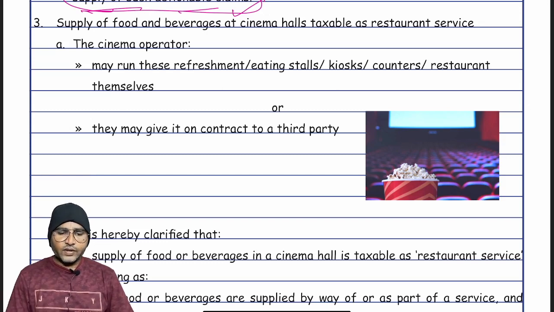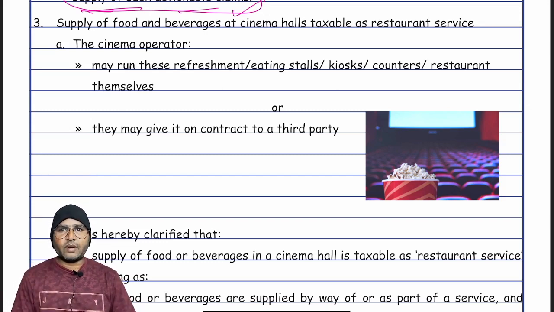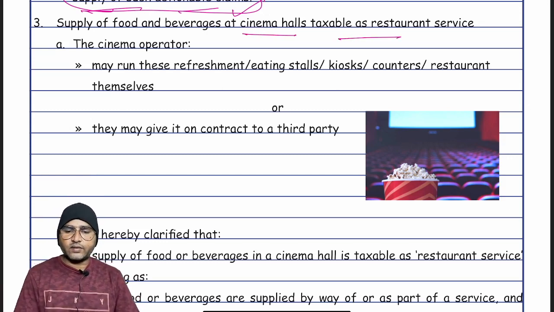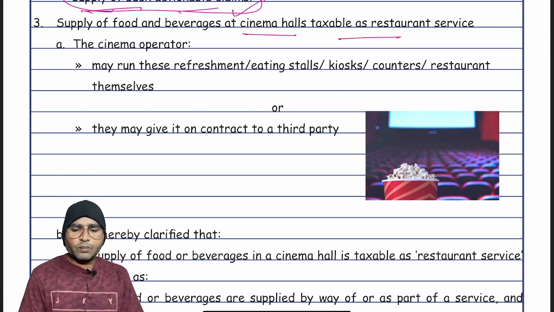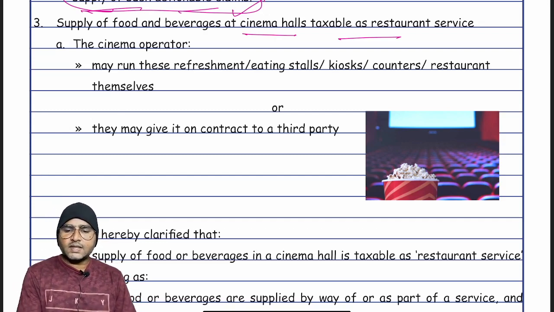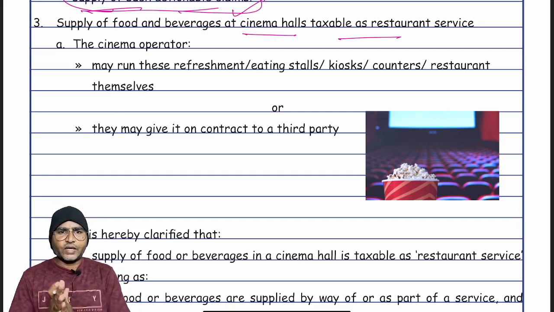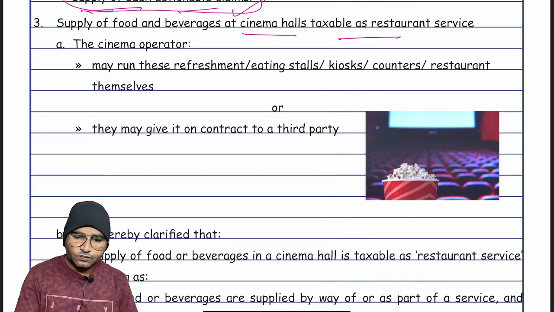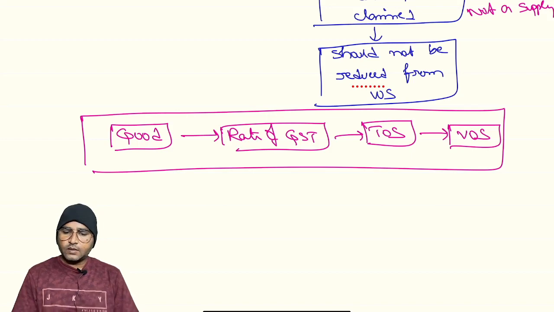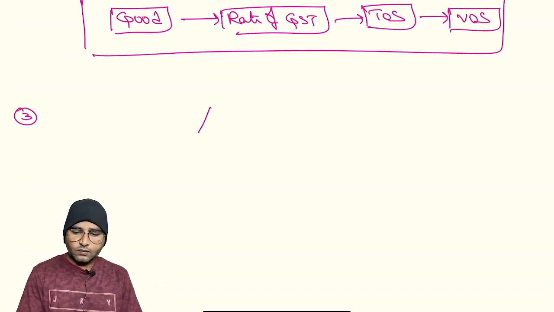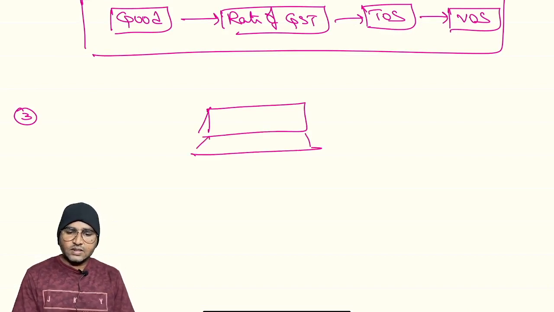And the next clarification about the supply of the food or beverages at cinema hall, taxable as the restaurant services, right? So supply of the food or beverages at the cinema hall. What is the rate of GST and what is the classification of it? Suppose, taking an example. Yeah. So this is the movie screen.